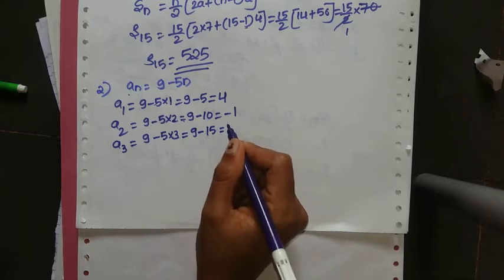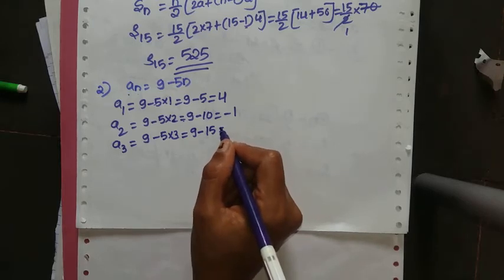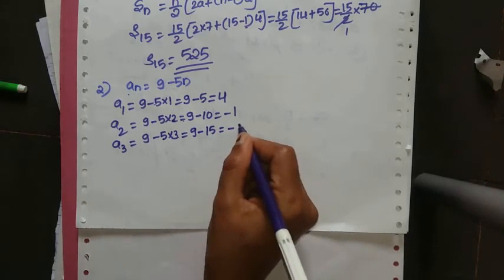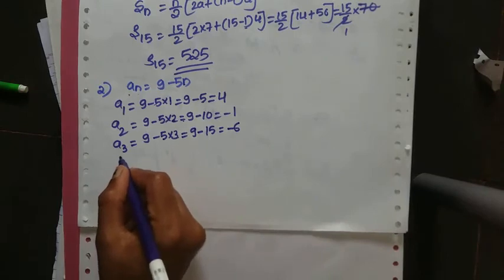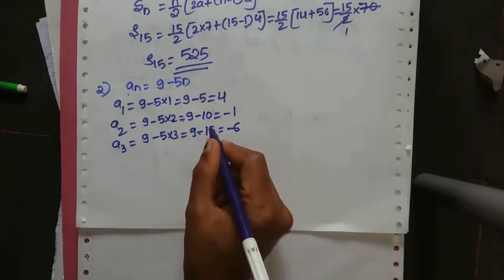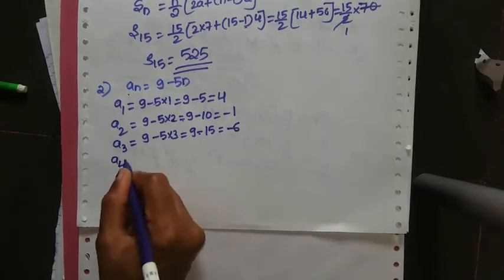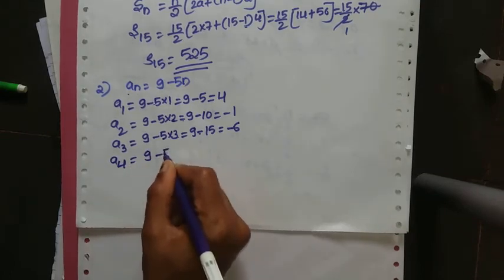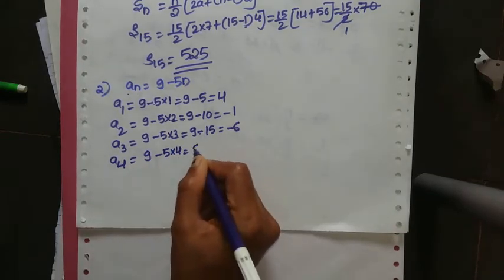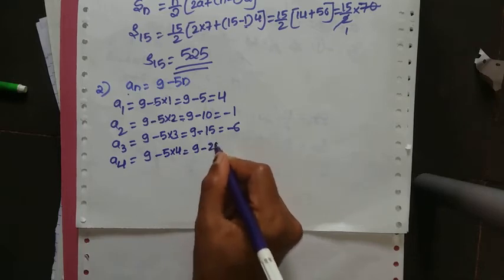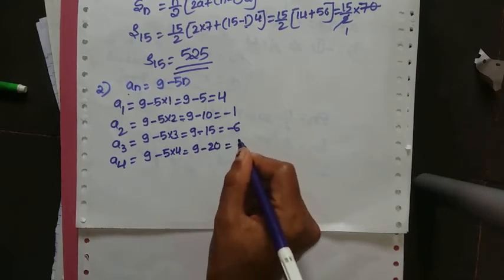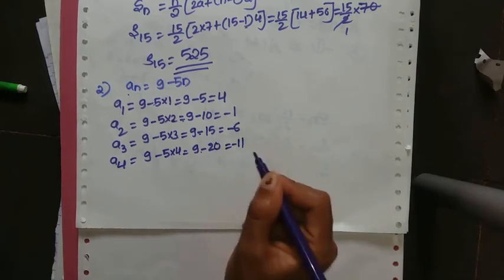So here we have 15 minus 9, which is 6, and since the bigger number is 15, it is minus 6. a4 is 9 minus 5 into 4 equals 9 minus 20, that is 20 minus 9, which is 11. This is the greater one, so minus 11.